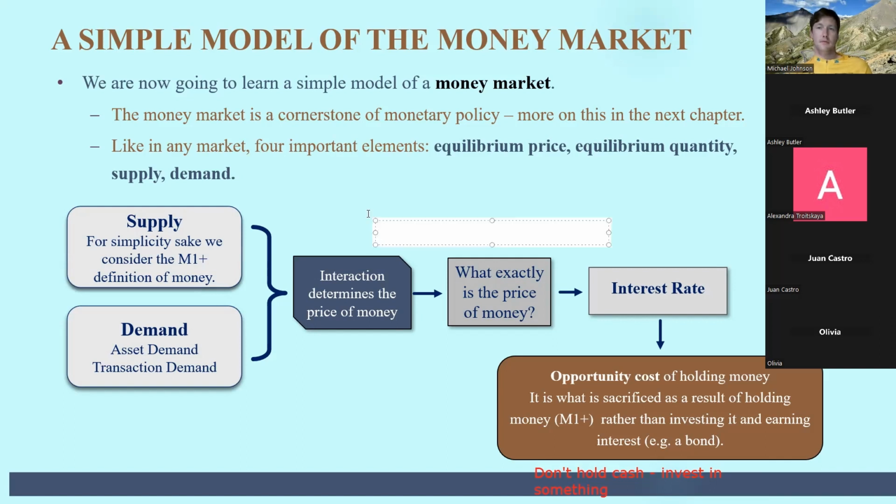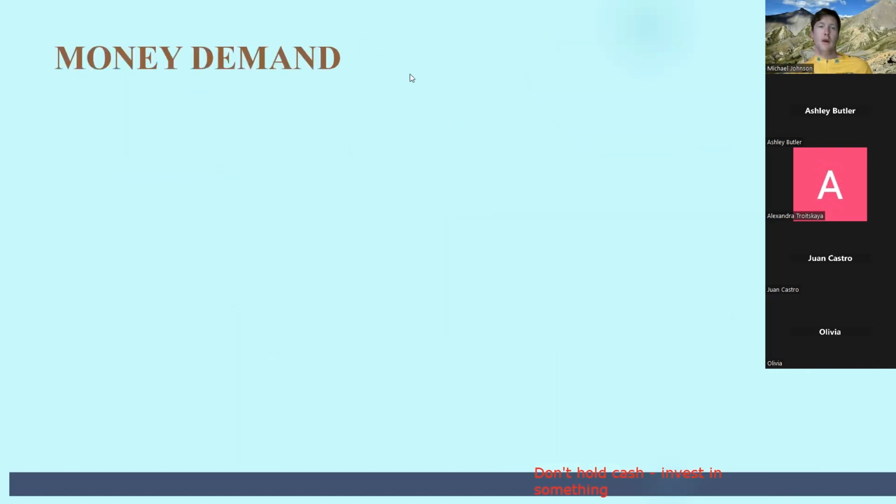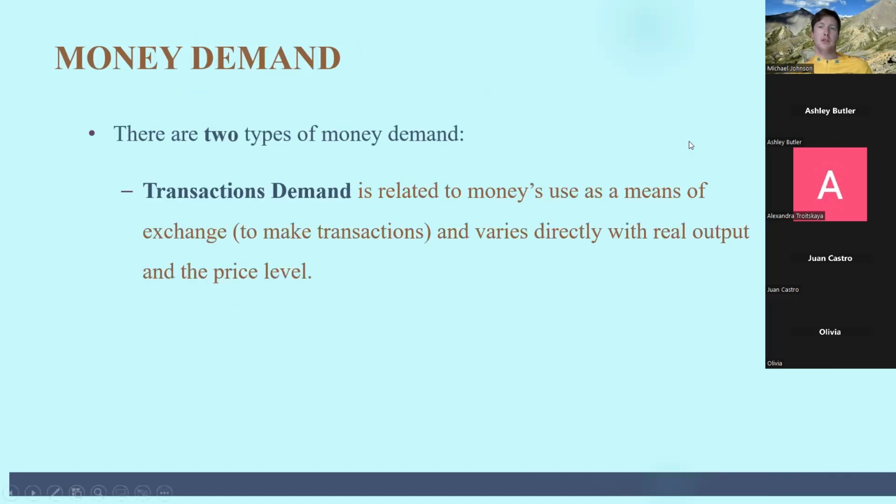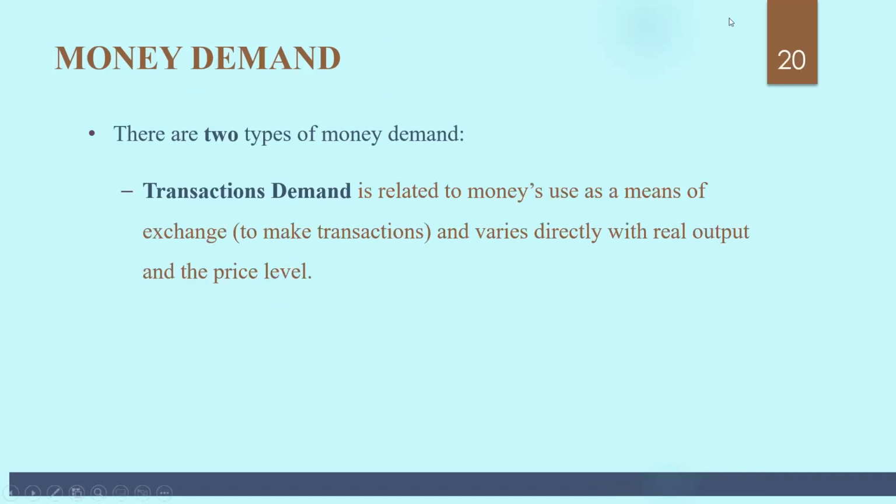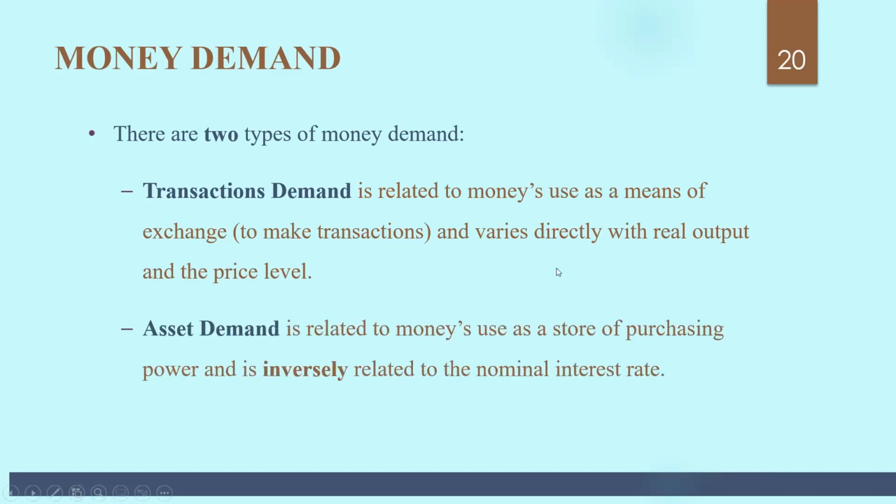So, money demand. Let's go through that here. There are two types of money demand. Transactions demand is related to money's use as a means of exchange to make transactions and varies directly with real output and the price level. Asset demand is related to money's use as a store of purchasing power and is inversely related to the nominal interest rate.